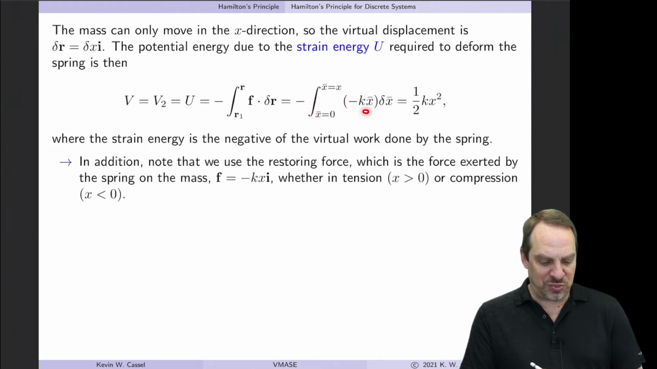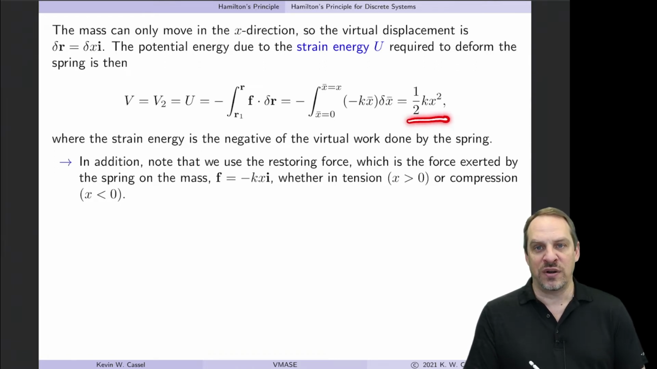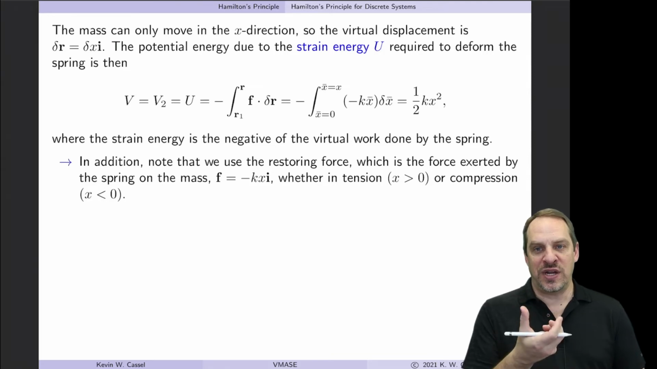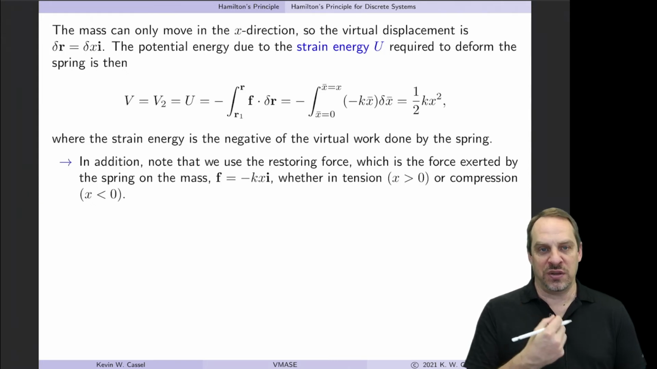So we integrate x bar with respect to x bar, again using a dummy variable here, just like we did for y. Integrate x with respect to x, and you get a half times k times x squared. Again, that'll sound familiar from high school physics. That is the strain energy or the potential energy of a spring that is either being elongated or being compressed.